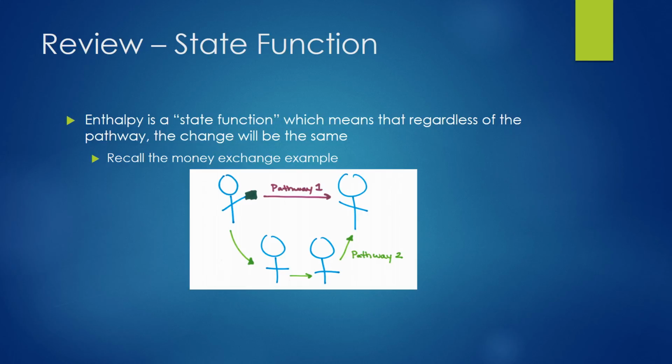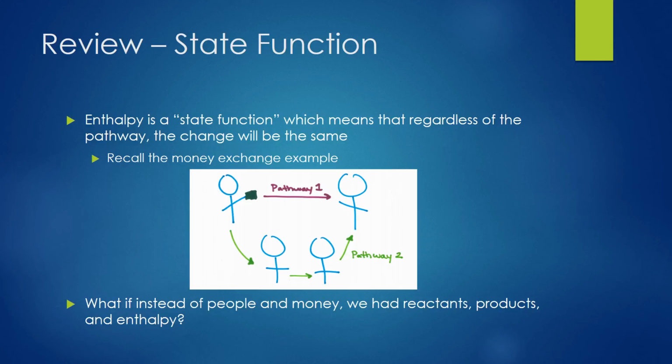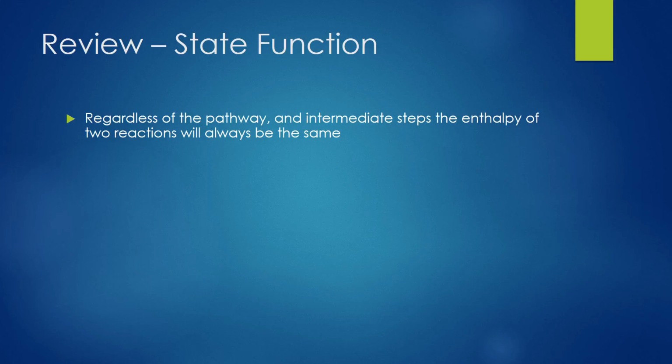But we can also give it to two other people who then turn around and give it to that same person, and we would call that pathway 2. We know that this is the same because the person has lost the same amount of money and the person has gained the same amount of money in both of these situations. But what if instead of people and money, we were talking about reactants and products? Regardless of the pathway or intermediate states, the enthalpy of the two reactions will always be the same. That's the definition of a state function.